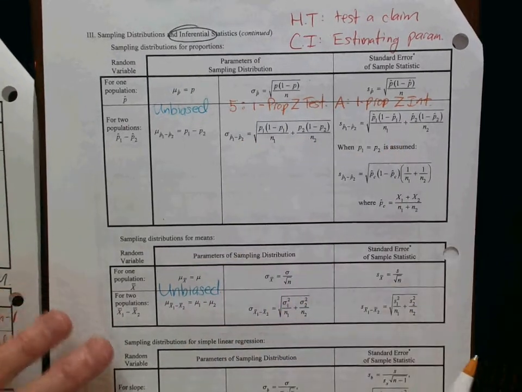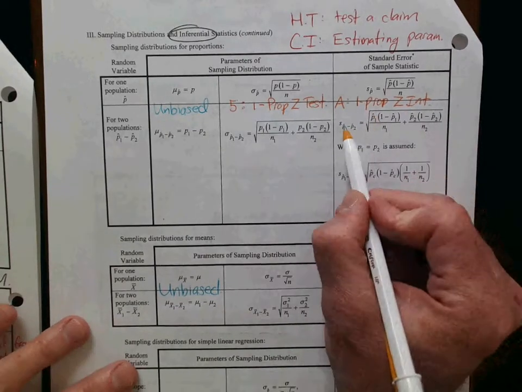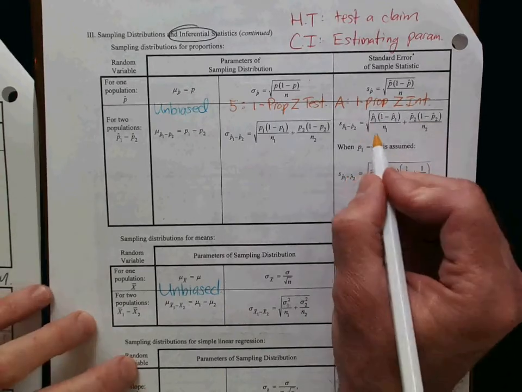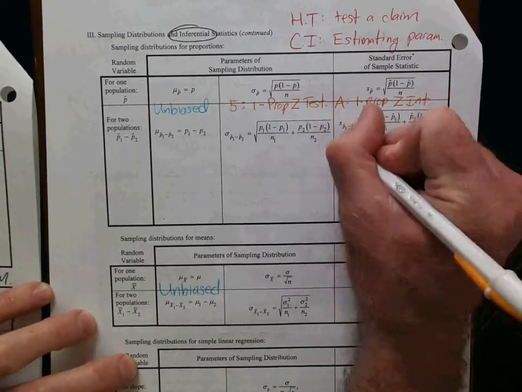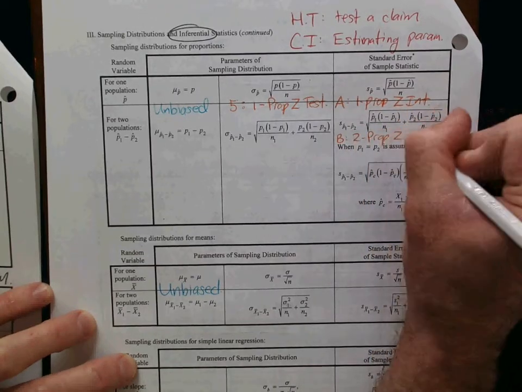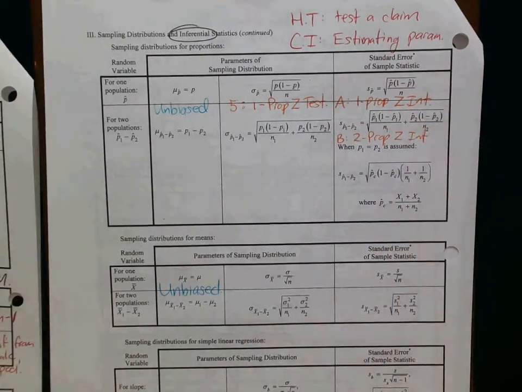So up here, you're going to end up using this one where you replace p hat 1 and p hat 2 with confidence intervals. So this is choice B, a 2 prop z interval, and you should know how to use all of these.